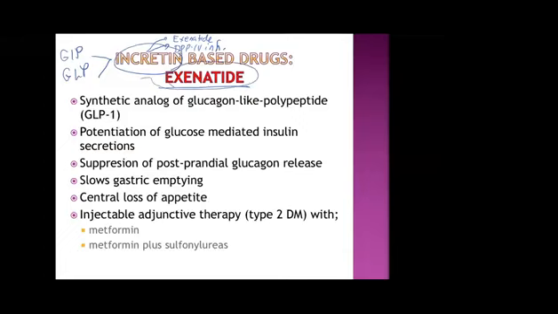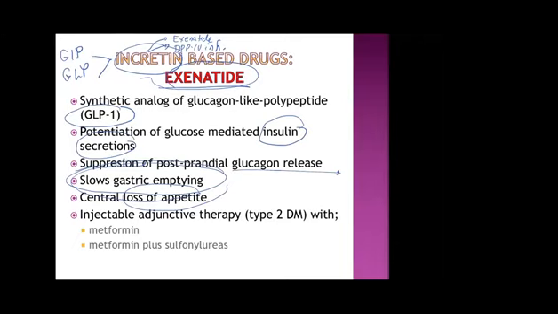Ang exenatide, ito ay analog ng glucagon-like peptide. Hence, the effects that we tackled earlier about GLP-1 would be observed using exenatide. Like for instance, we have potentiation of glucose-mediated insulin secretion, so nai-induce ang insulin secretion from the beta cells. Next, nasusupress ang glucagon release. Meron ding satiety effect, loss of appetite. That's why exenatide is being used for type 2 diabetes mellitus.